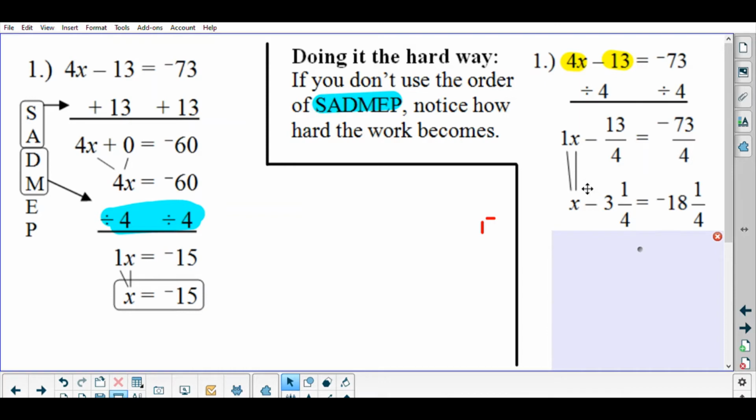Yes, 1 times x is the same as x, but then you would have to look at all these mixed numbers you would now get. Negative 73 divided by 4, negative 18 1/4. This is not the easy way, ladies and gentlemen. I think that's pretty obvious.